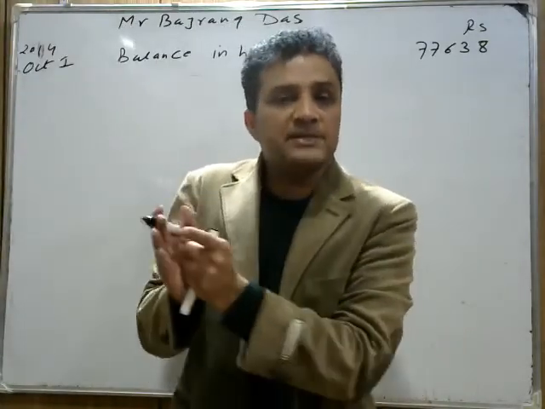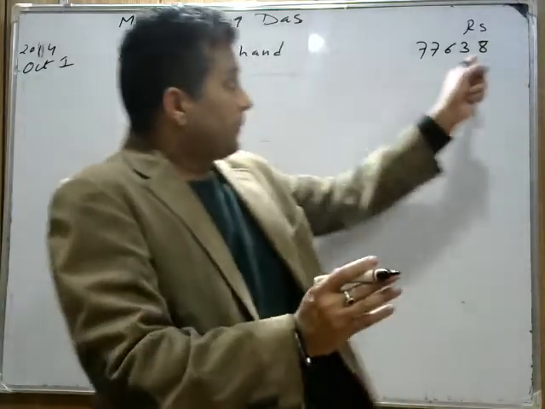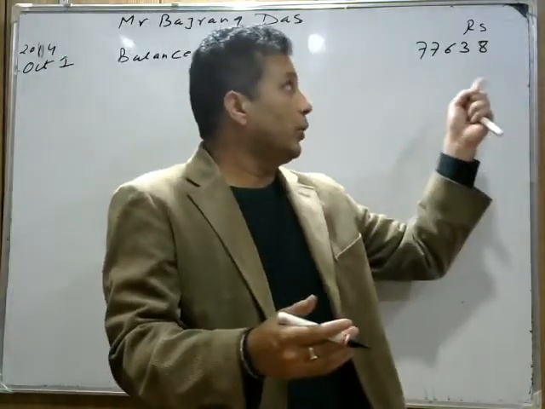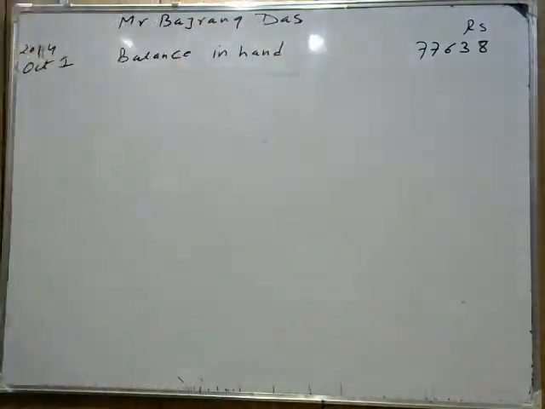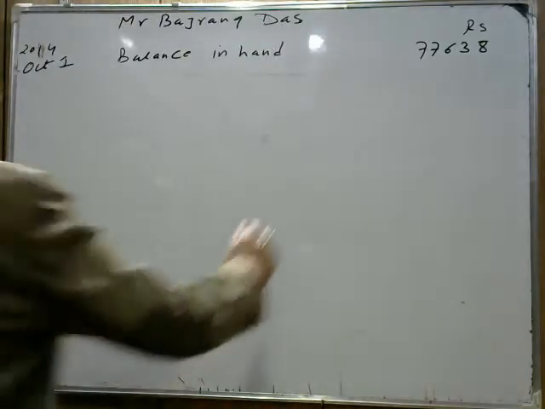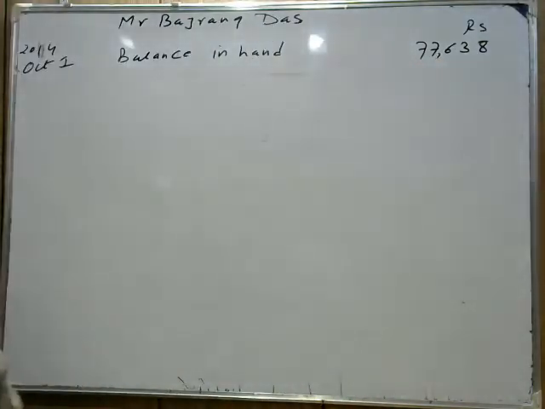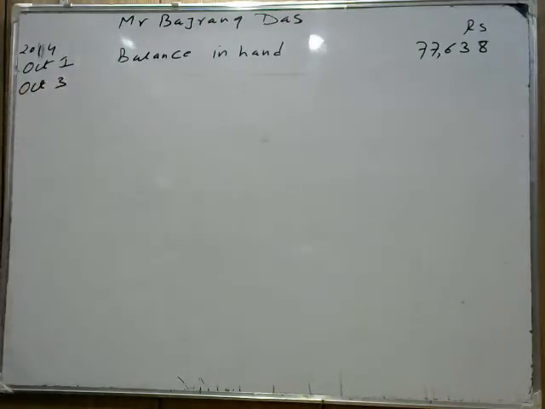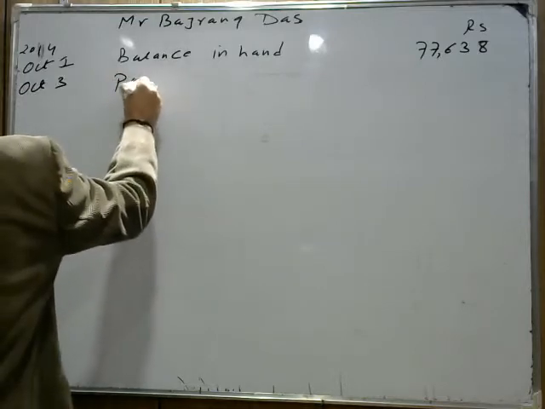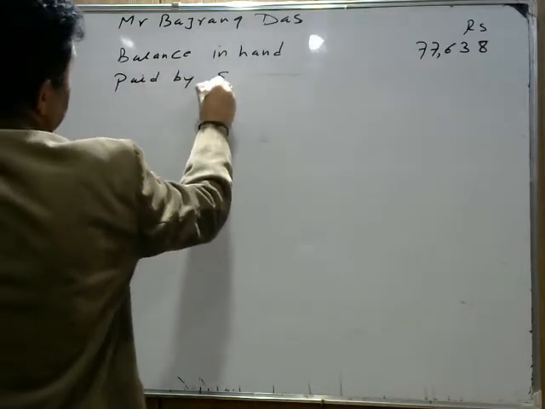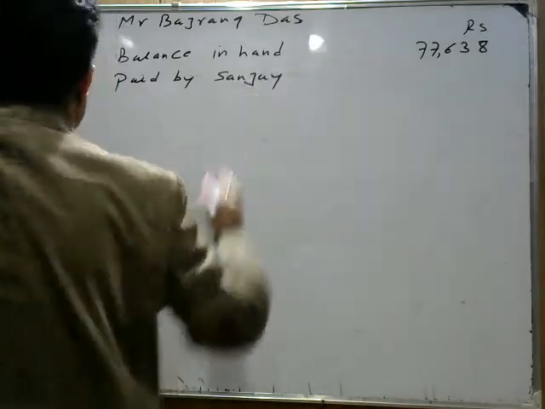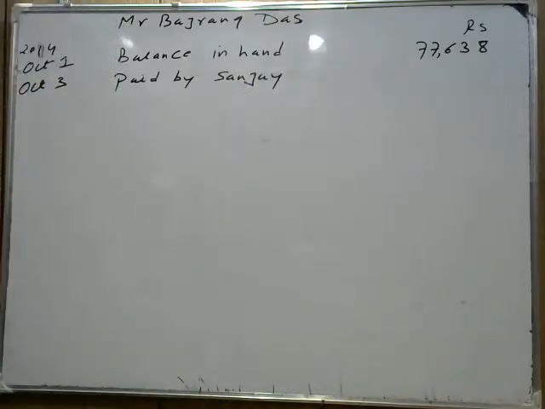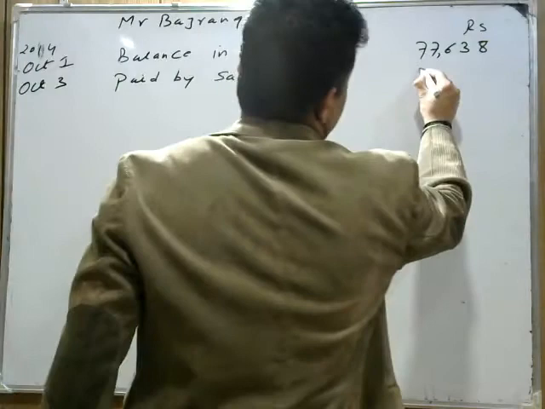You had this much money, in your pocket or in your business, 77,638. Okay, next transaction comes. Note down this one. It's on October 3rd. It's mentioned here, paid by Sanjay. Okay, not paid to Sanjay, it's paid by Sanjay. They are terms which slightly confuse students. Paid by Sanjay, Sanjay paid us. It means Sanjay paid to us. So Sanjay pays 21,870.